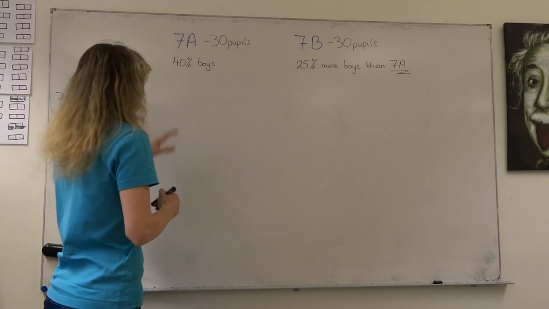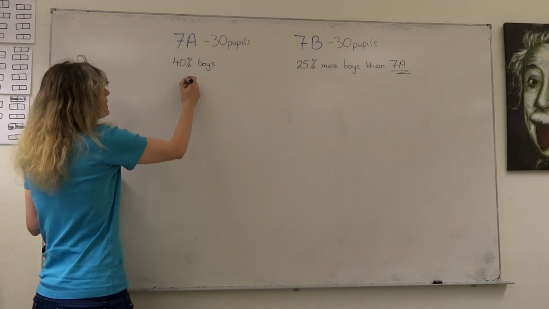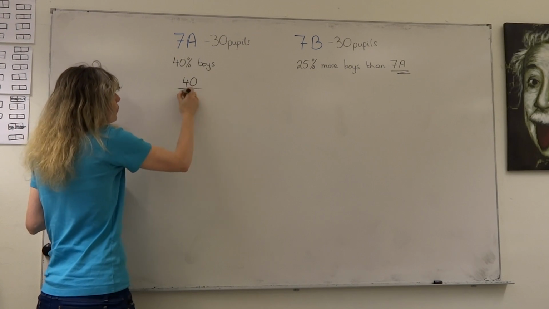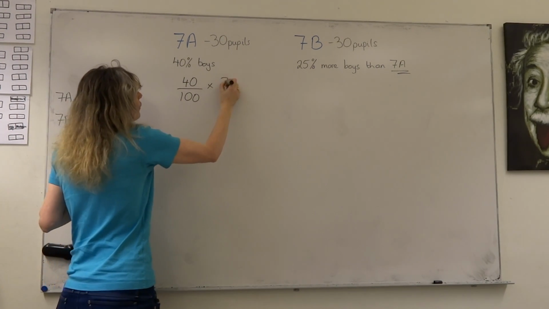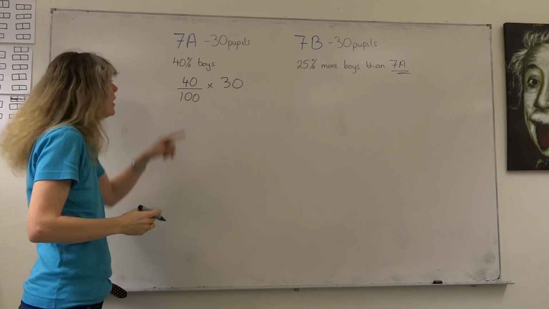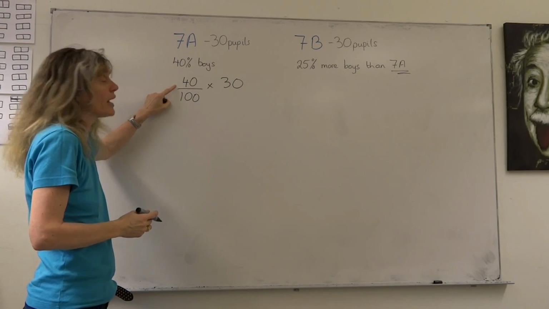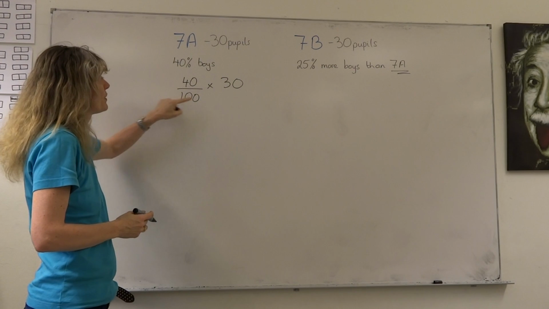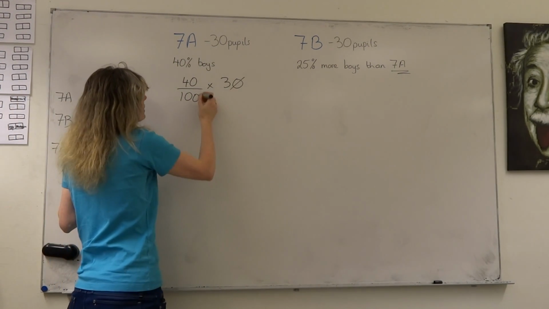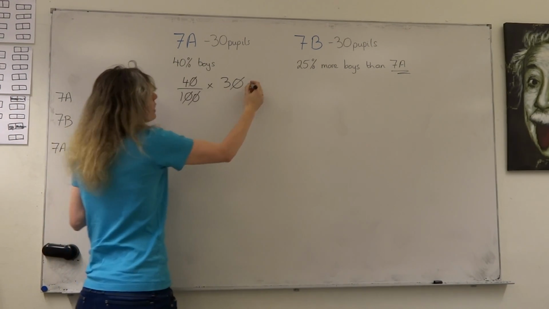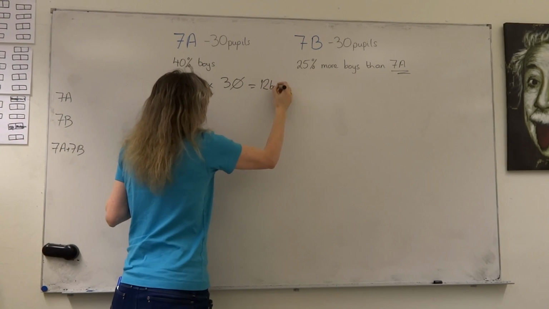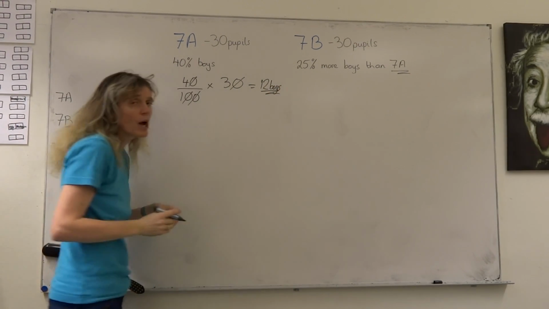In order to do that, we can work out what 40% of 30 is. We could write it as we say it. 40 per cent means divide by 100, 40% of 30. Cancel the zeros here, and we get 4 times 3, which is 12 boys. So we know the number of boys.